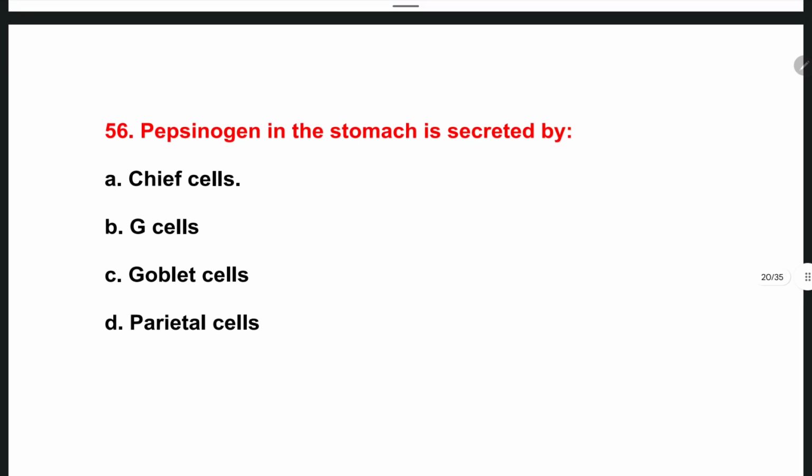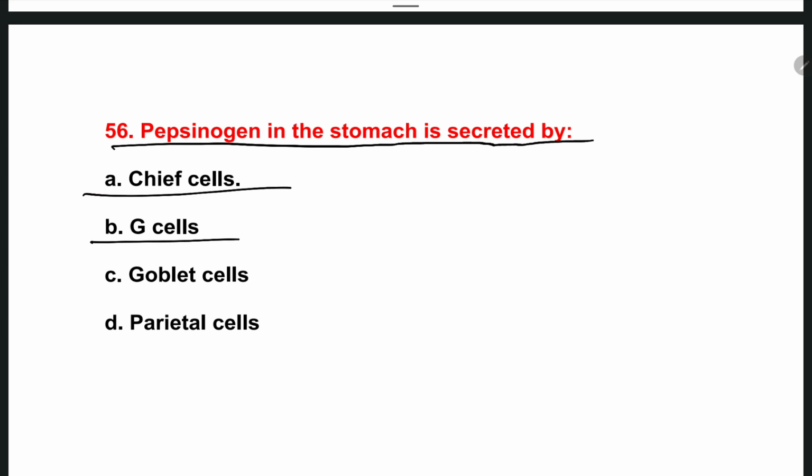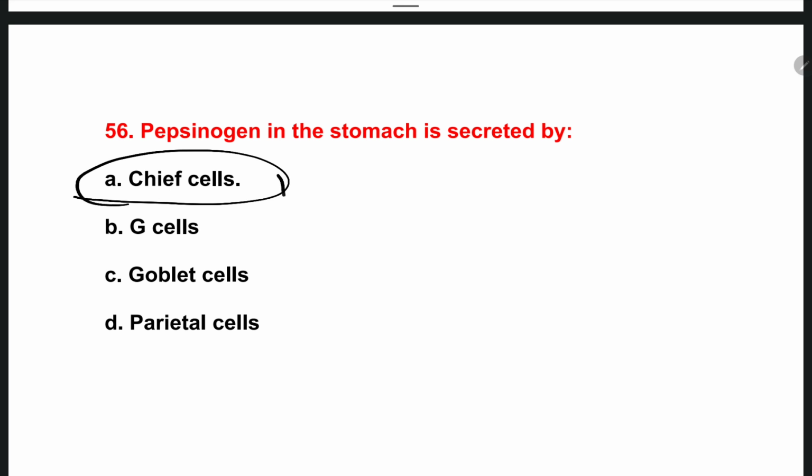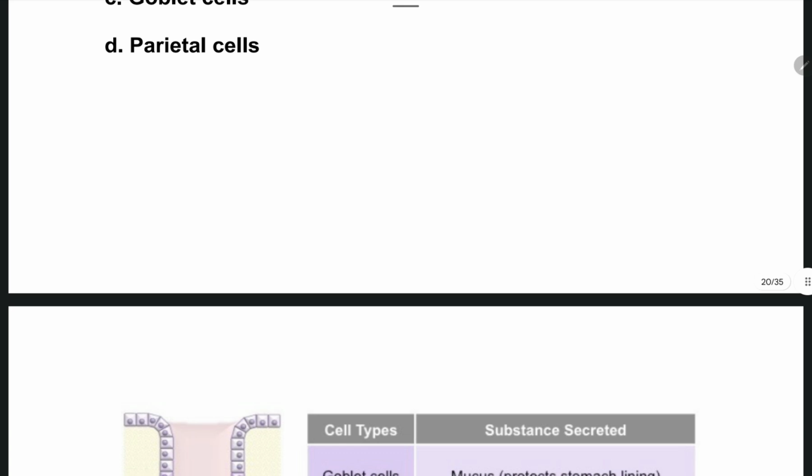The next one is, pepsinogen in the stomach is secreted by. Options are chief cells, G cells, goblet cells, parietal cells. So the right one is option A, chief cells. The chief cells produce the pepsinogen.